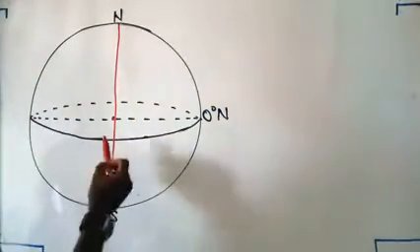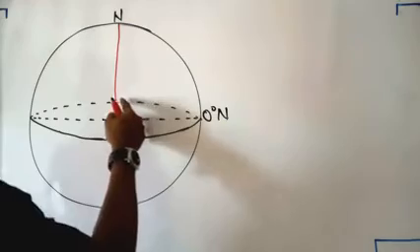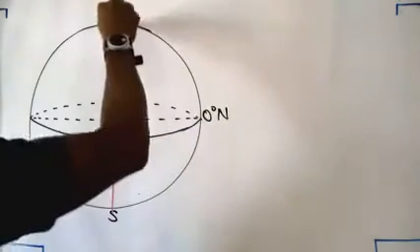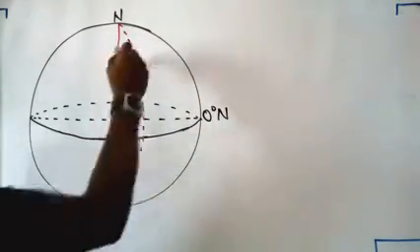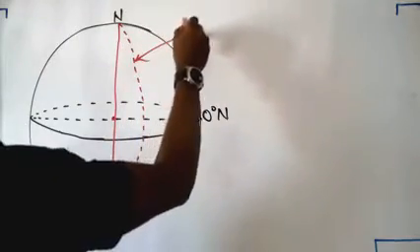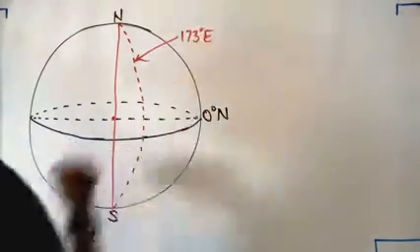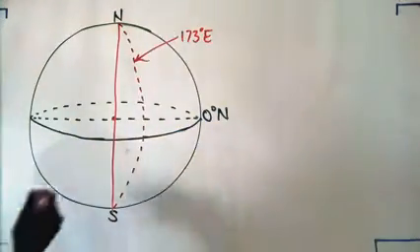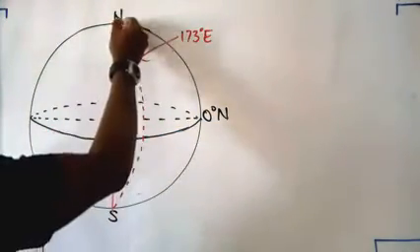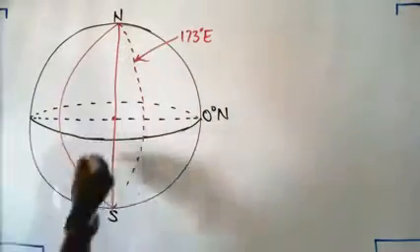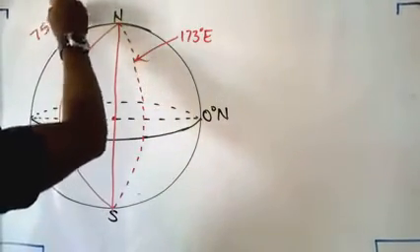173 degrees east. If I call this my 0 and I start moving 90, 173 will be very close to 180 somewhere at the back. So I'm going to use a broken line for that. So this is my 173 degrees east. And the other one is 75 degrees west, visible. From here 0, 75 somewhere here, visible to me. That's my 75 degrees west.